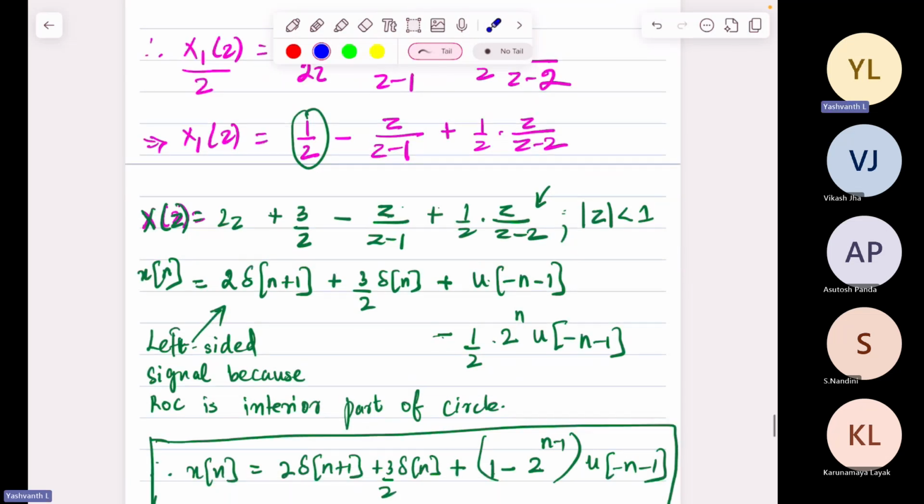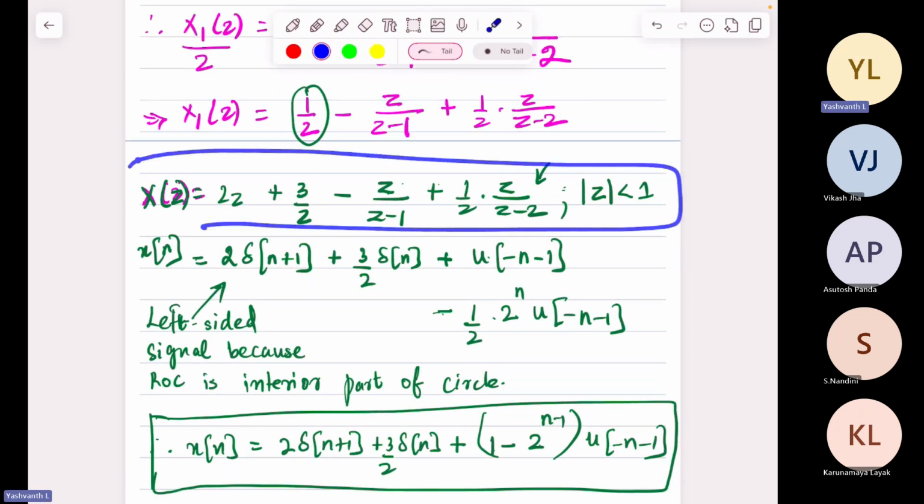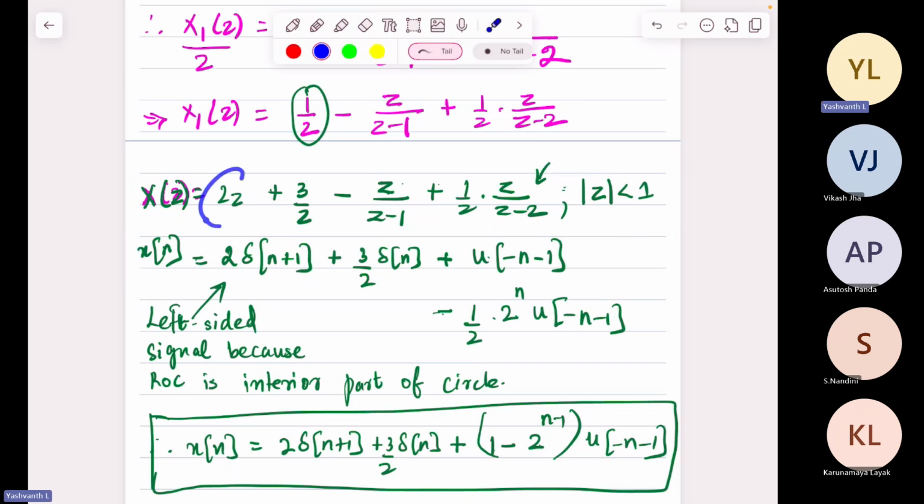Now all you need to do is, you have gotten the final z transform. You need to just invert it term by term, to the time domain. Now 2z, its inverse is nothing but 2 delta of n plus 1. Now why did I say n plus 1? It's a left-sided signal. It takes the value 1 at n equal to minus 1. That's because the ROC is on the left side.